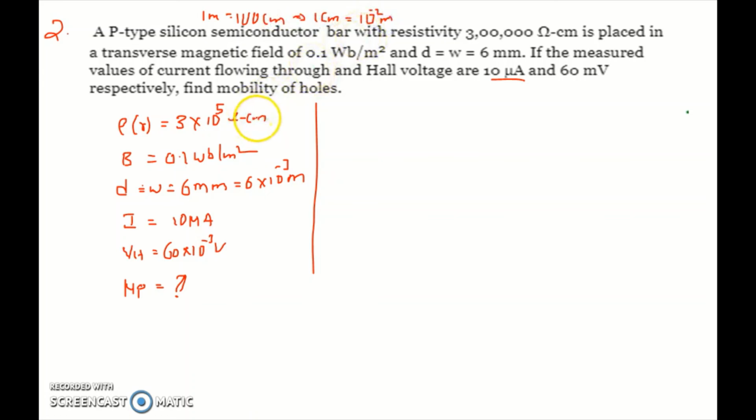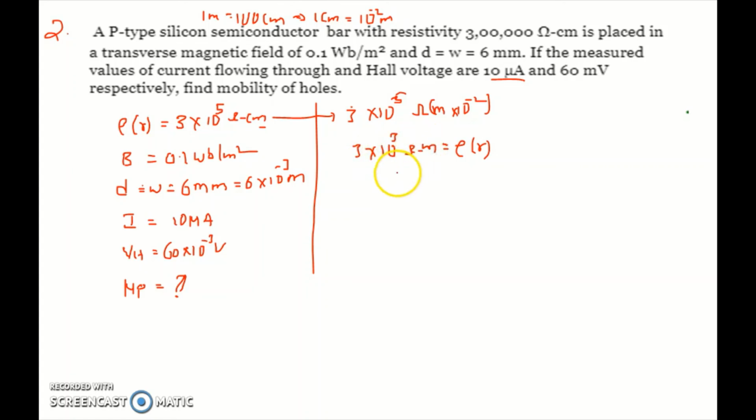So that means here I can take this, I can convert this one as 3 into 10 to the power of 5 ohm meter into 10 power minus 2. That means in the place of centimeter I wrote 10 power minus 2 meters. Now it can be taken as 3 into 10 power, here 5 and minus 2 is there, that becomes ohm meter. So it is my resistivity. So the resistivity of the semiconductor bar is 3 into 10 power 3 ohm meter.